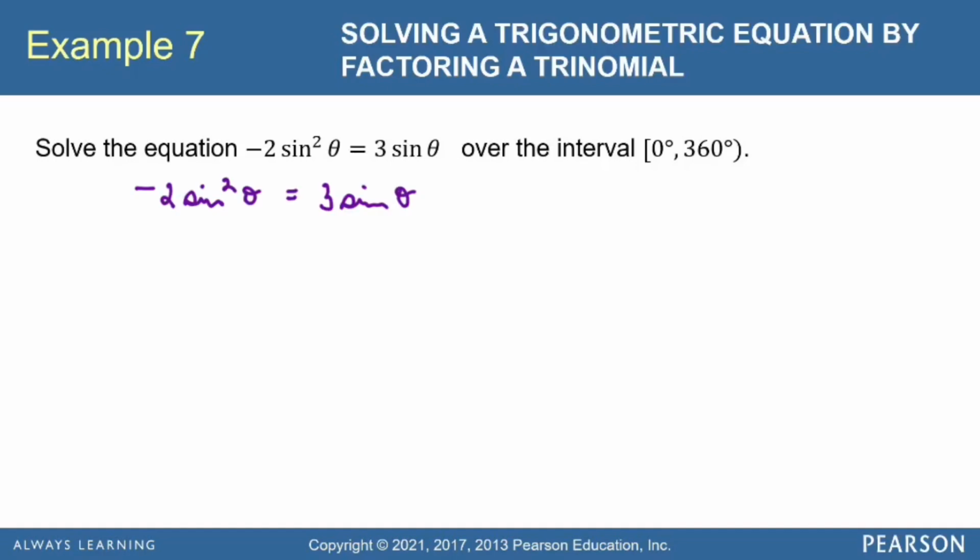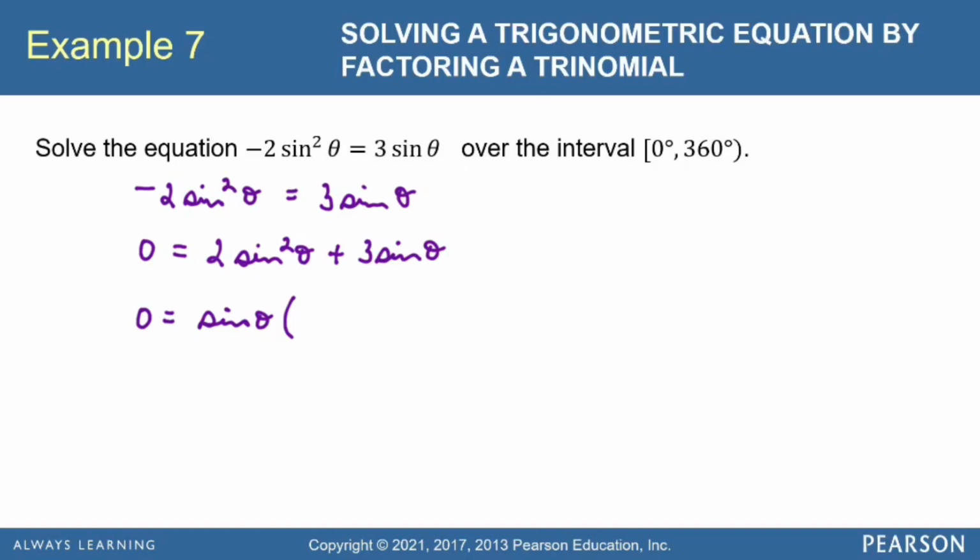So what I'm going to do is move this negative 2 sine squared theta over to the right side of the equal mark. And that's going to give us 0 equals 2 sine squared theta plus 3 sine theta. So notice again that both terms contain a sine of theta, so that can be factored out. It's like reversing the distributing process. So we would have 0 equals sine of theta times some expression in parentheses.